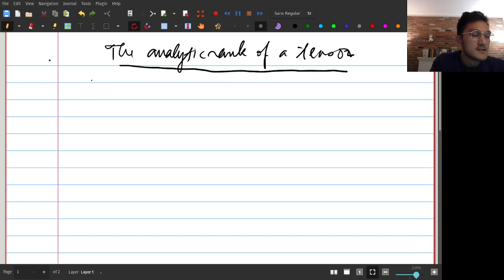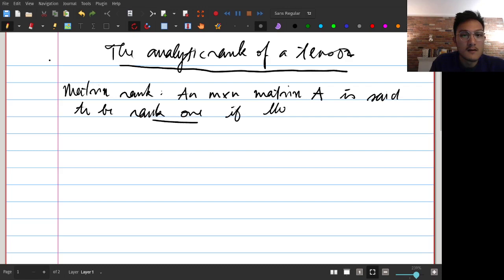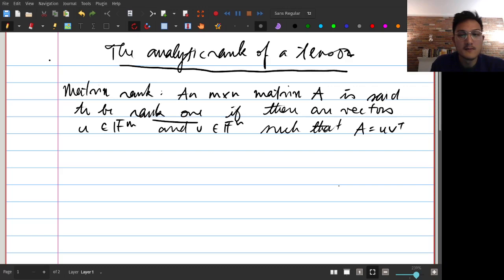Okay, so there are various notions of rank of a matrix. The one that we're going to use, and it might look weird to you at first, is the following. An m by n matrix A is said to be rank 1 if there are vectors u in F^m and v in F^n such that A is equal to u v transpose. If it's u transpose v, that's the dot product, so it's a number. If you flip them around, then you get a matrix, an m by n matrix. And that's a rank 1 matrix.